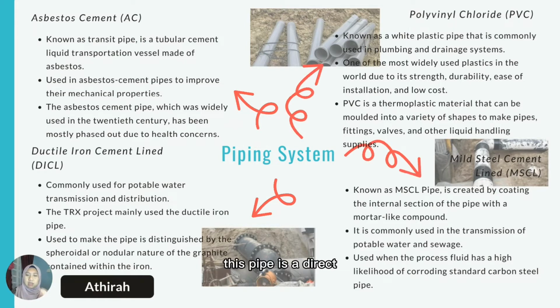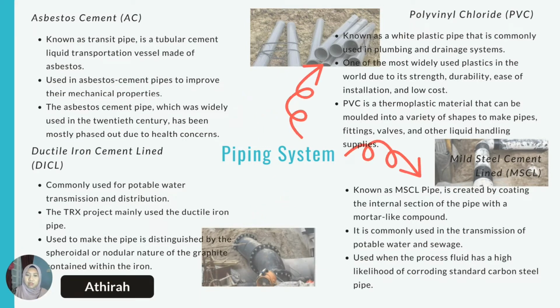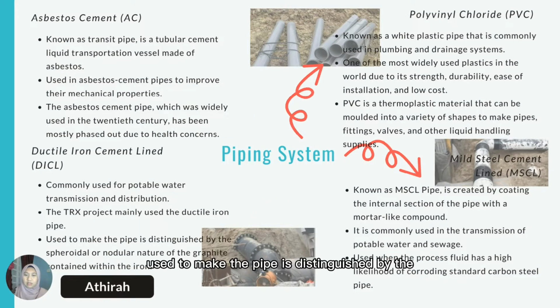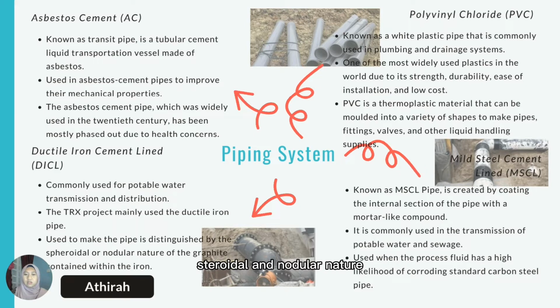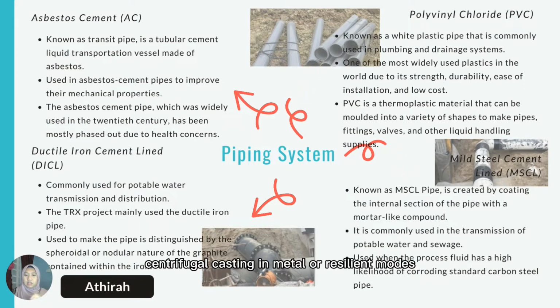This pipe is a direct descendant of earlier cast iron pipe, which had been supplanted. The ductile iron used to make the pipe is distinguished by the spheroidal and nodular nature of the graphite contained within the iron. Centrifugal casting in metal or resin line molds is also commonly used to manufacture the pipe.